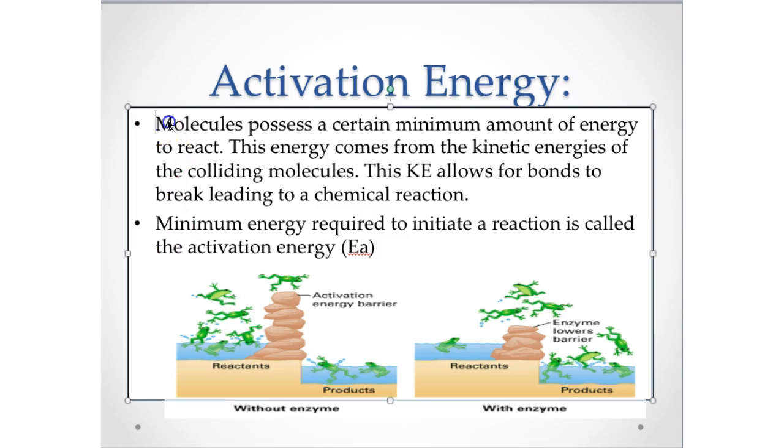So according to your notes, molecules possess a certain minimum amount of energy to react. This energy comes from the kinetic energies of the colliding molecules. This kinetic energy allows for bonds to break, leading to a chemical reaction. So these frogs cannot enter the product side without this minimum amount of energy required, which is the activation energy. You need to know that this energy comes from the collisions themselves. You also need to know that once you have that activation energy, bonds break and then eventually products form.